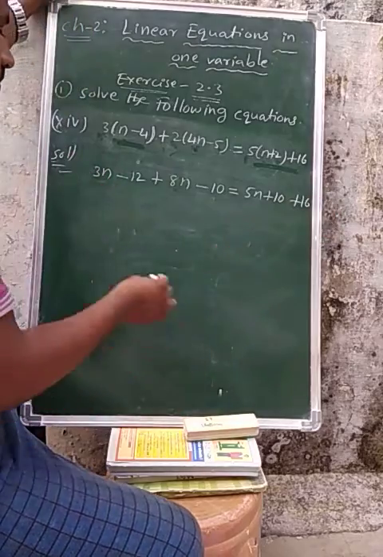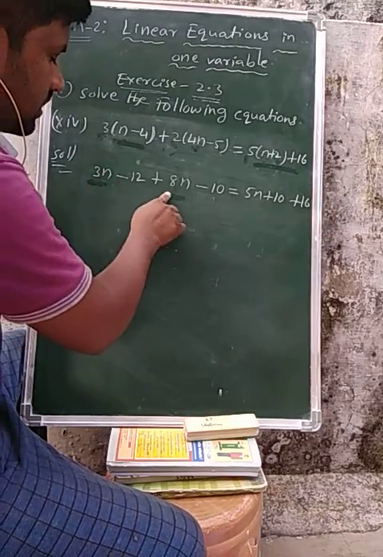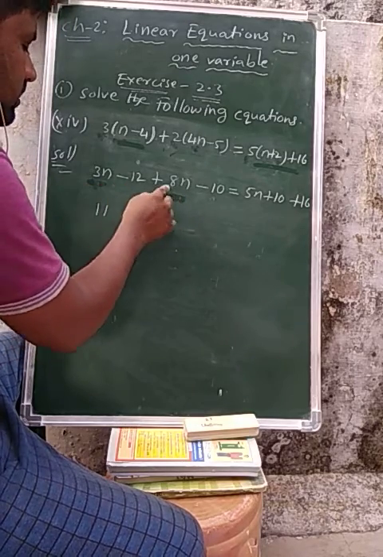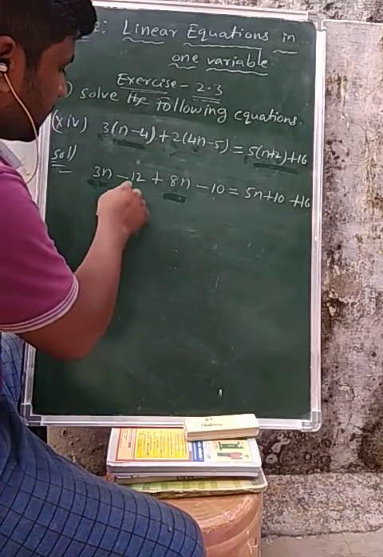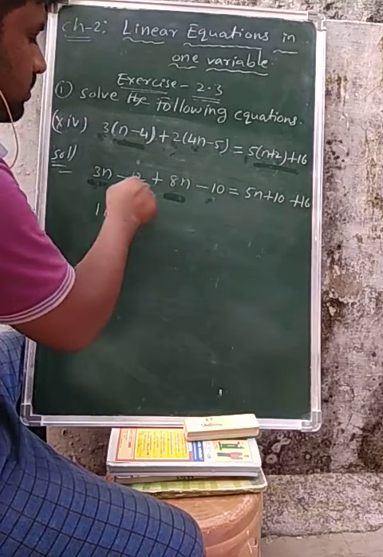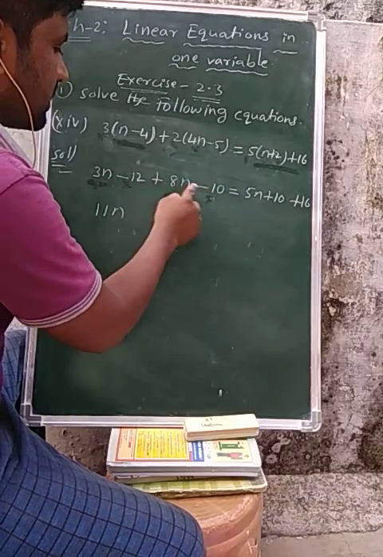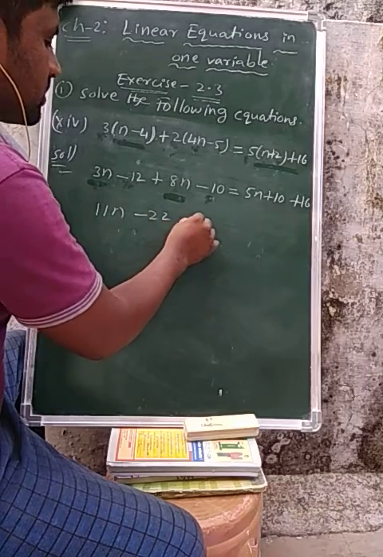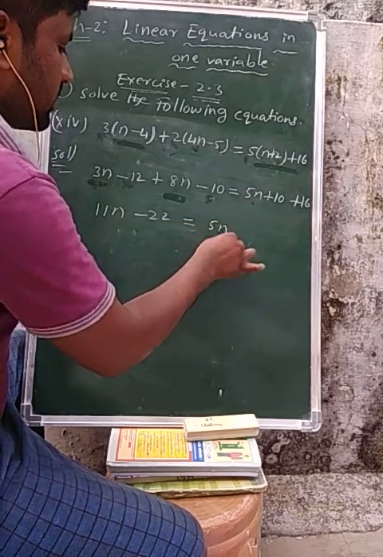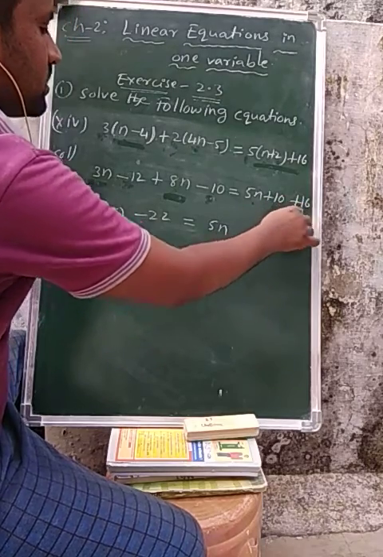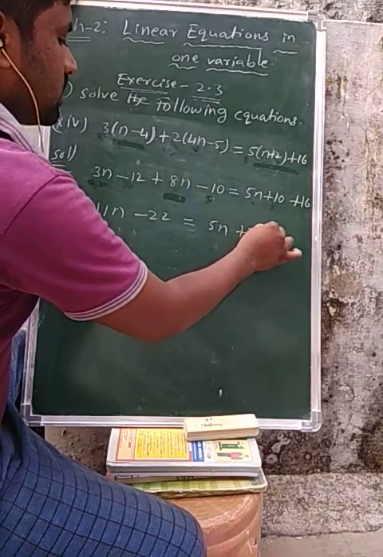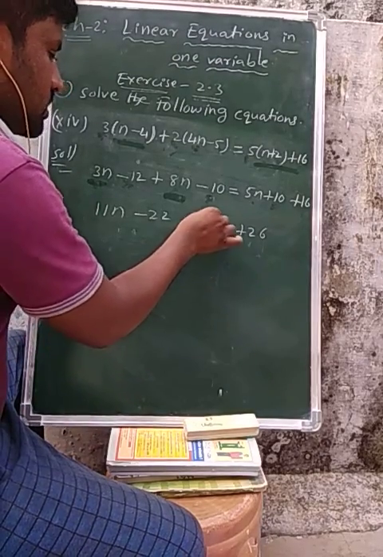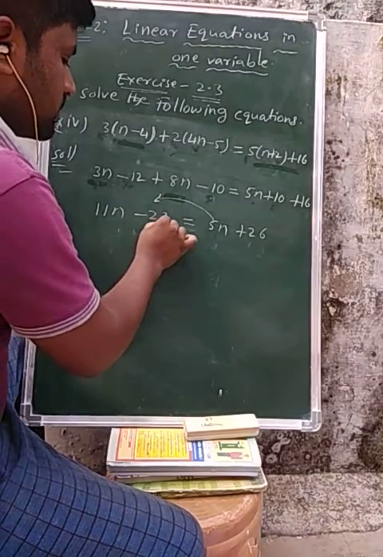Now here 3n is there, here plus 8n is there. 3n plus 8n, 3 plus 8 is 11, so 11n. Here minus 12 is there, here minus 10 is there. Minus 12 minus 10, both having like signs, that is minus 22, is equal to, on this side, 5n plus 10 plus 16. 10 plus 16, that is 26.